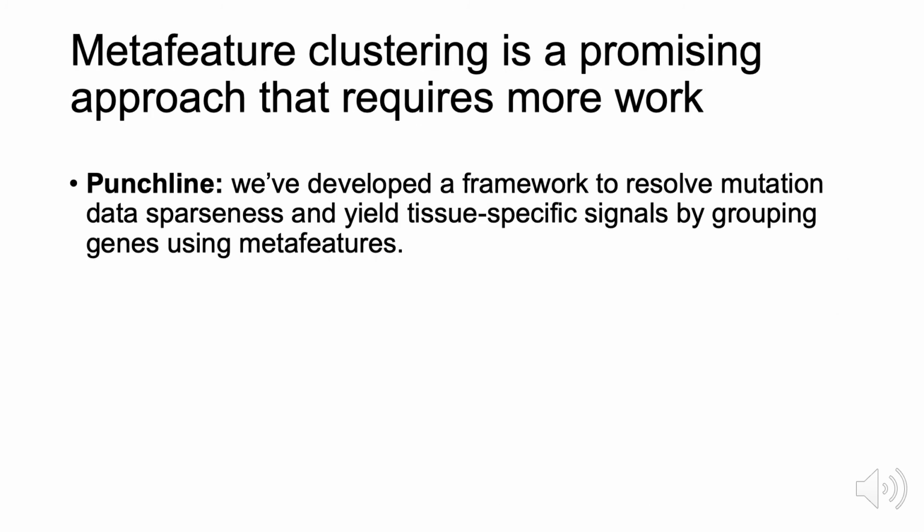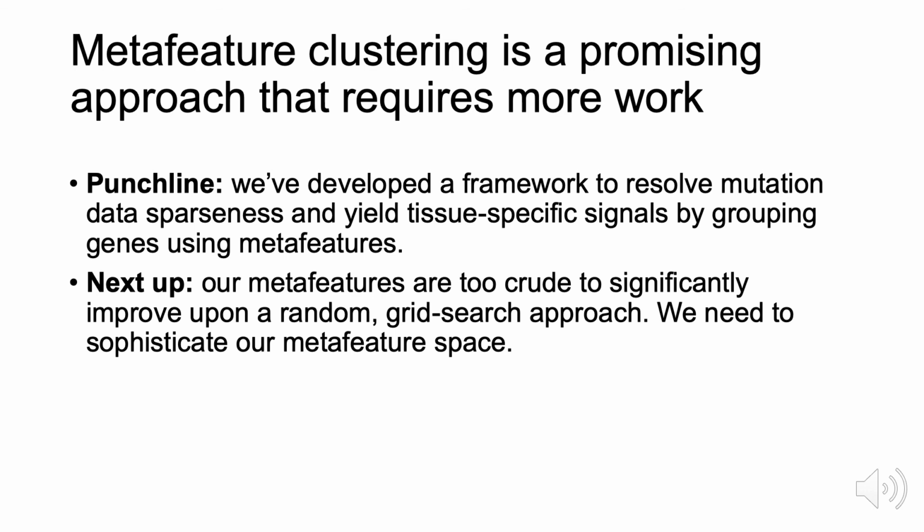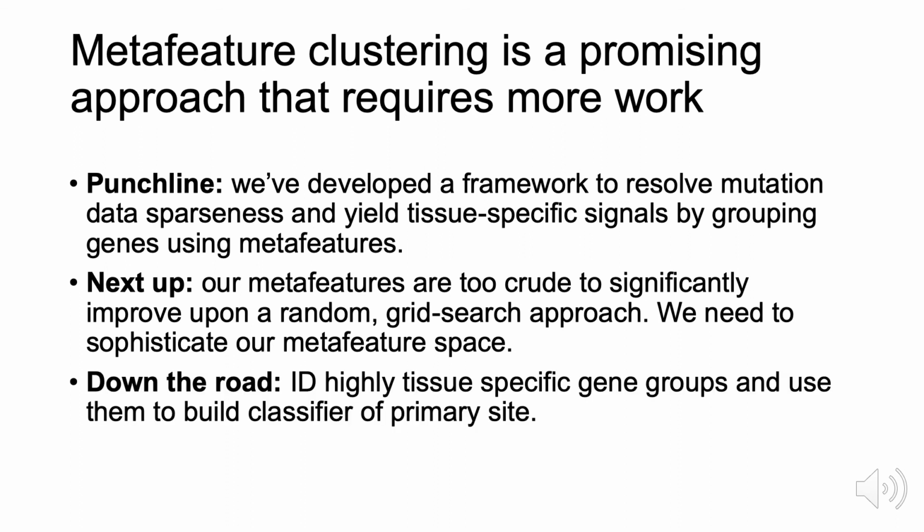So in summary, the punchline of this work is we've developed a framework to resolve mutation data sparseness and yield tissue-specific signals by grouping genes using metafeatures. The most immediate next step is that our metafeatures are likely too crude to significantly improve upon a random grid search approach, and we need to sophisticate our metafeature space to include more tissue-specific metafeatures. And down the line, we hope to identify highly tissue-specific gene groups of high diagnostic value and use them to build a classifier of cancer primary site.